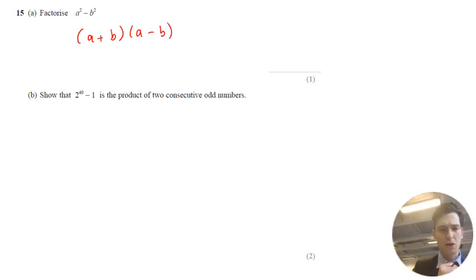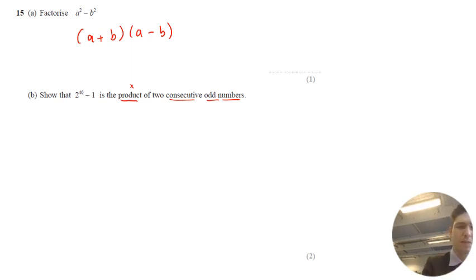Now, part B, show that 2 to the power of 40 minus 1 is the product, okay, so that means multiply, of two consecutive odd numbers. Now, what am I going to do here? So the first clue in this question is that part A was a difference of two squares question. So part B, you should be thinking, could I do difference of two squares? Okay, well, how would I do this? Why is this difference of two squares?